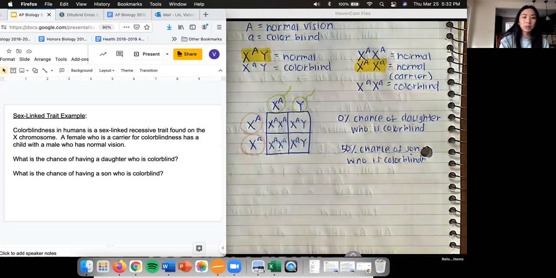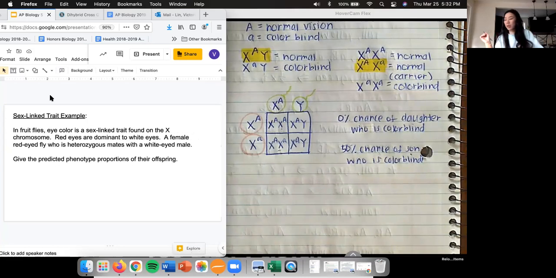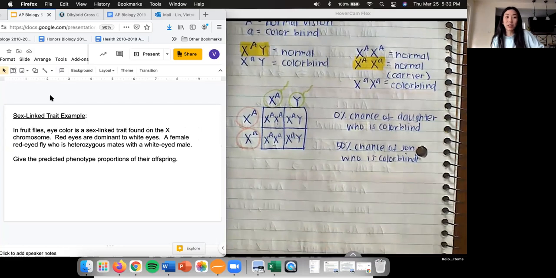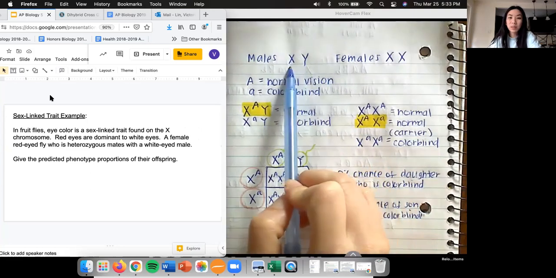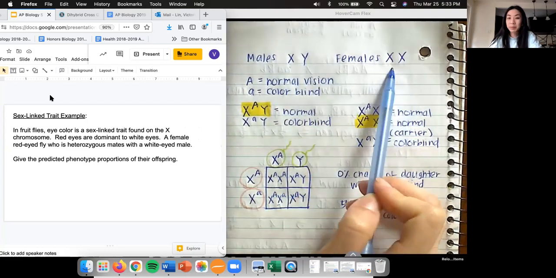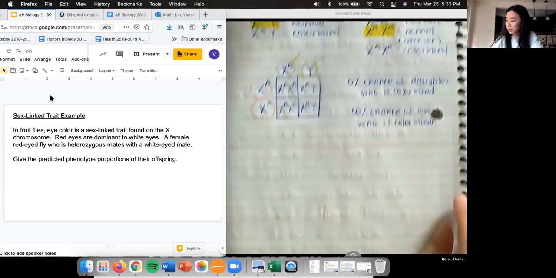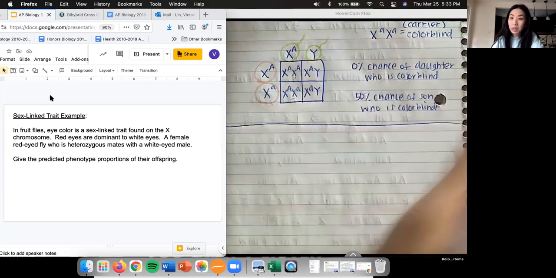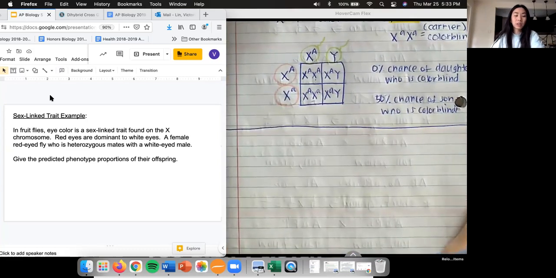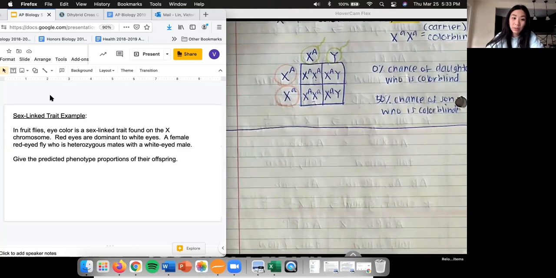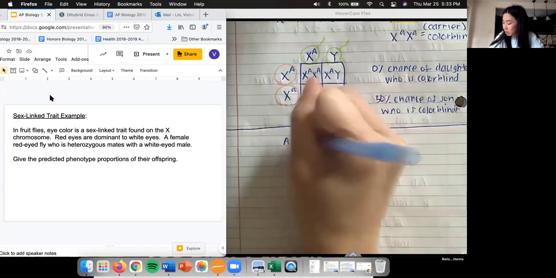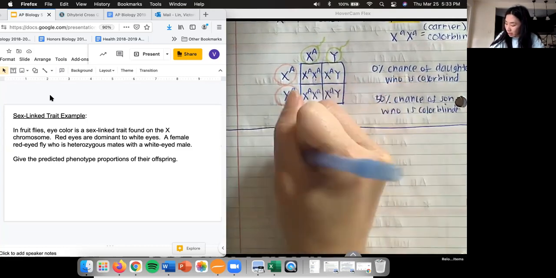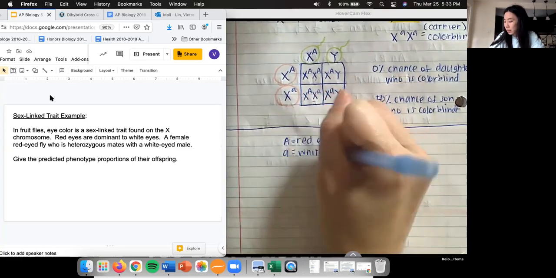Okay, let's do one more example. All right, so another example is in fruit flies. Fruit flies also have X and Y chromosomes. So they would still follow the same as humans, XY for male, XX for female. In this case, example 2, this question says, in fruit flies, eye color is a sex-linked trait found on the X chromosome. Red eyes are dominant to white eyes. So I'm going to make my key. Capital A equals red eyes. Lowercase a equals white eyes.